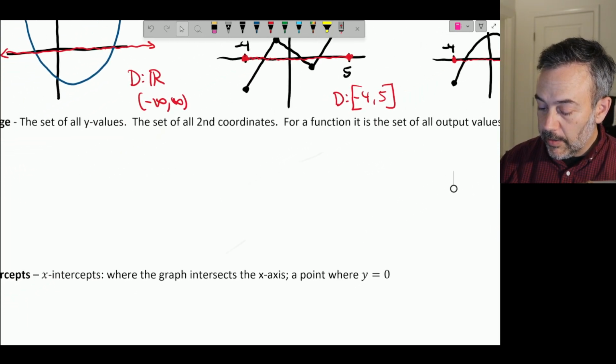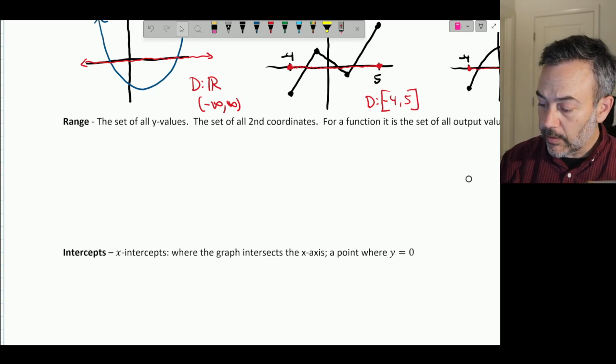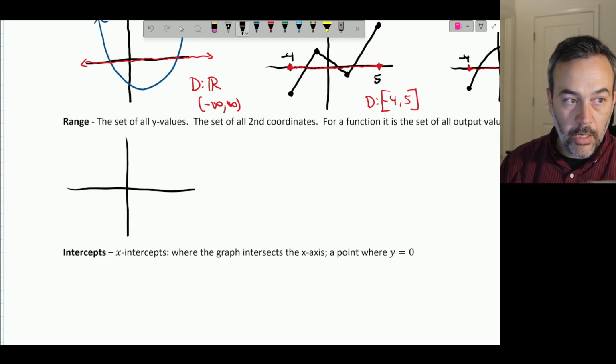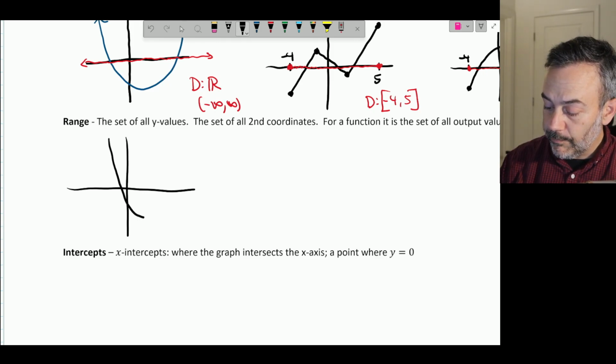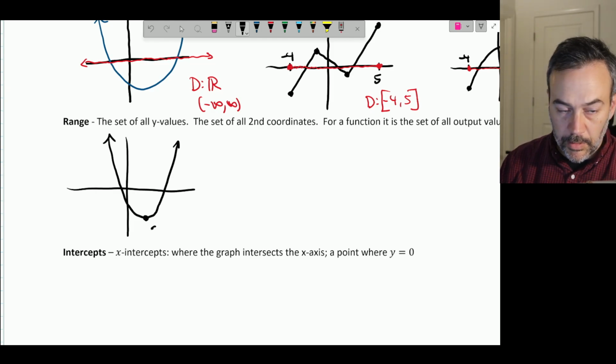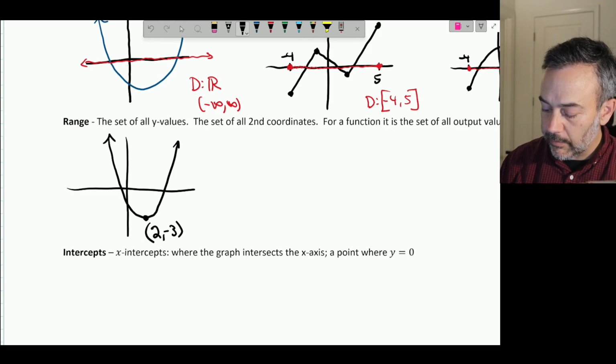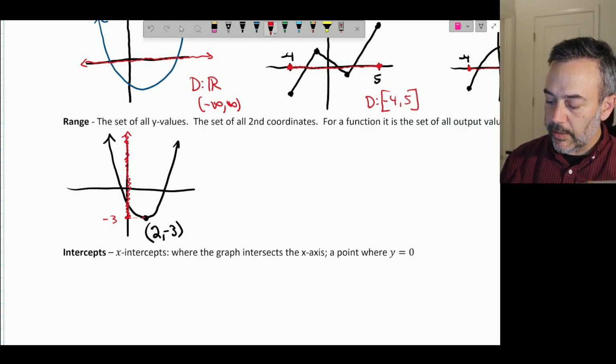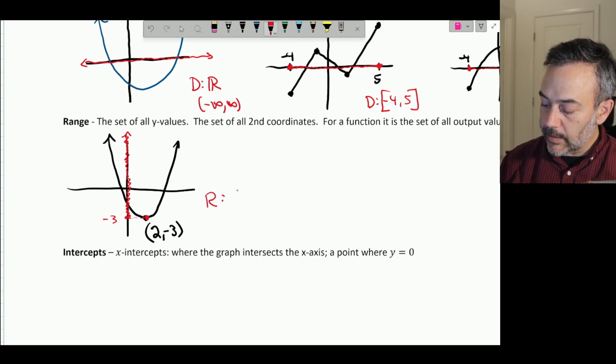Okay, great. The range is the set of all second coordinates. For the range of a parabola, for example, let's say the vertex of this parabola, the point at this minimum, is (2, -3). That means its lowest point is at -3, and the range is the set of all y values that the function reaches. The minimum y value is -3, and it goes forever up, so it reaches all the y values above it. So the range in this case is -3 to infinity.